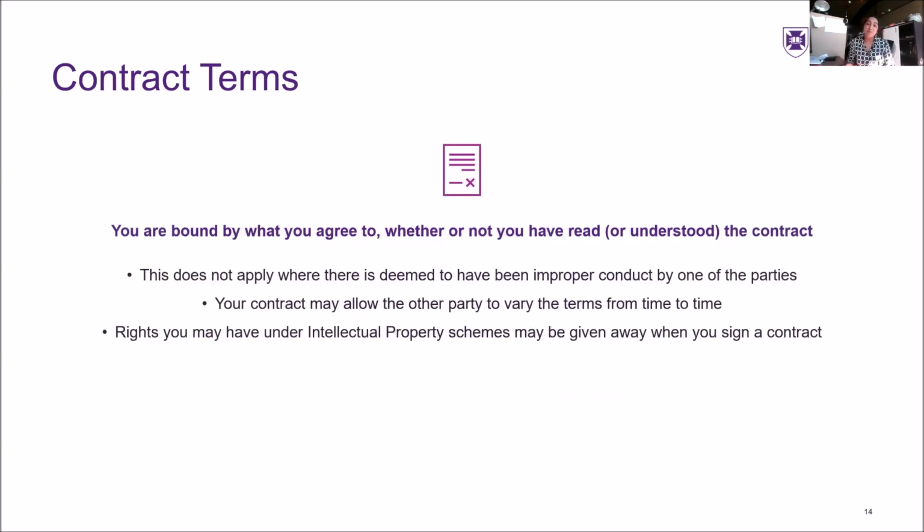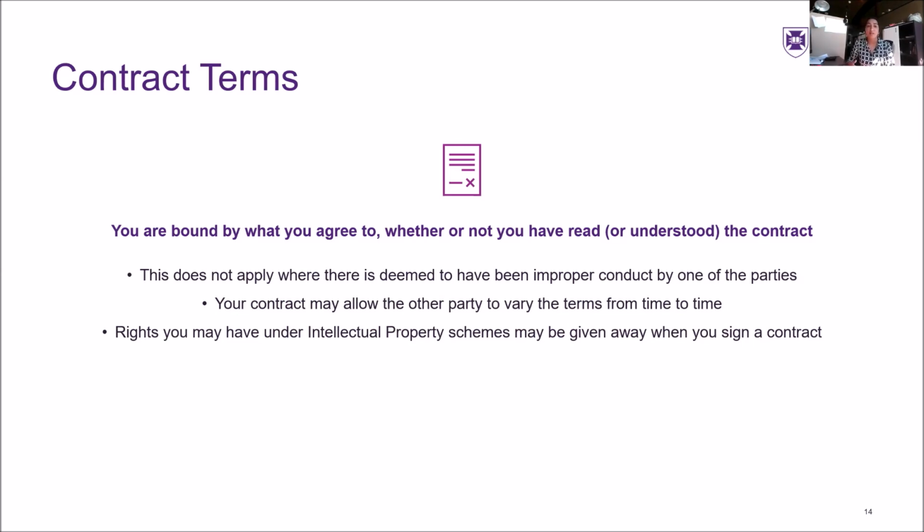You are generally bound by what you agree to within the contract, whether or not you have read or understood the contract. However, this doesn't apply to situations where there is deemed to have been improper conduct by one of the parties, which we'll come to talk about in a few slides' time. Also, something that might be overlooked is that your contract may allow the other party to vary the terms from time to time, and there could be conditions around that, or notice may just be given in writing, and acceptance of that may happen even if you are silent, and things like that.